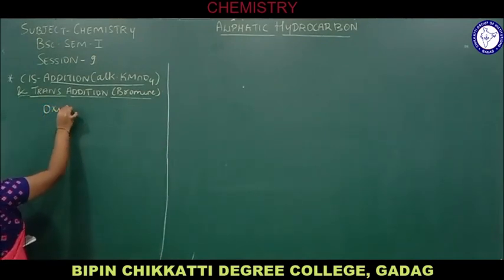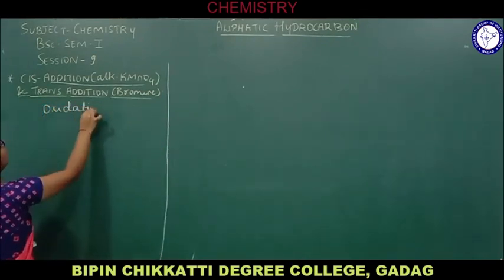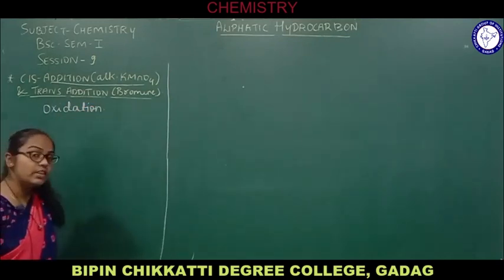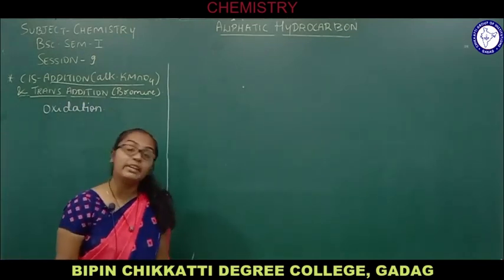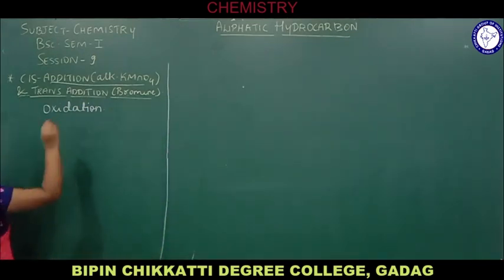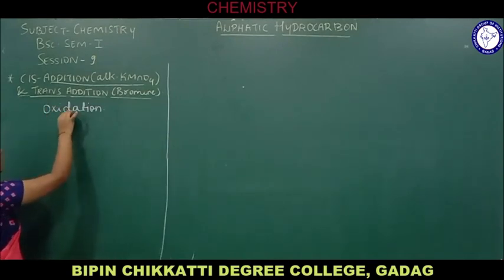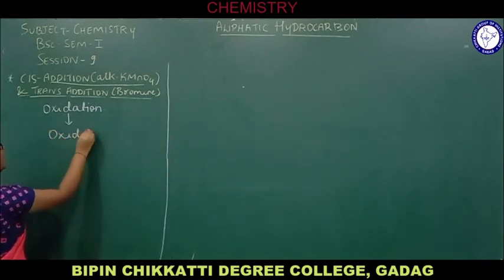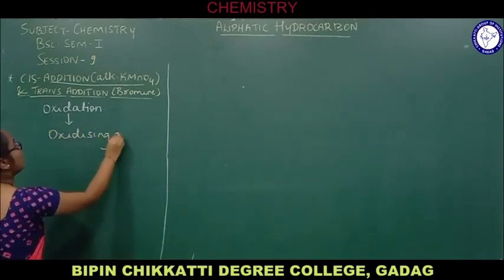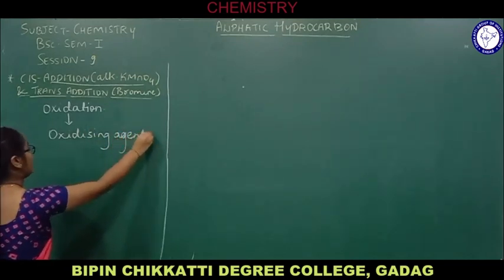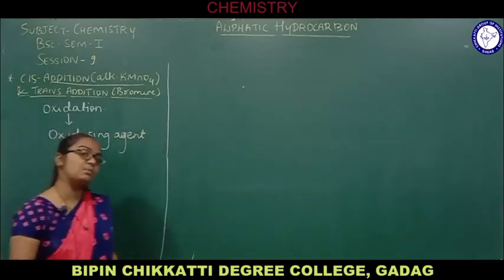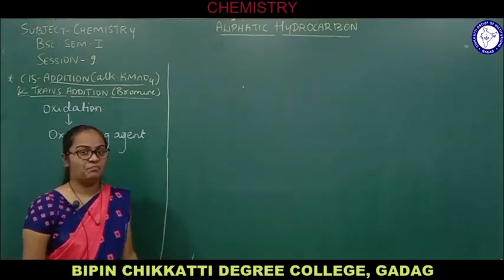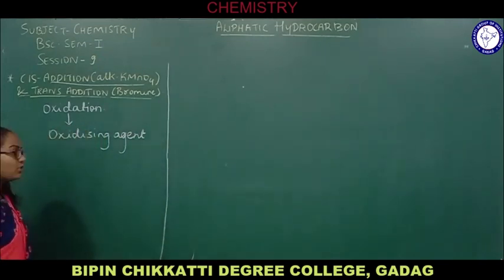Now what do you understand by the word oxidation? Oxidation is a process in which oxygen is added to the reactant. So in order to bring about the oxidation process, what do we need? We need an oxidizing agent. Now what is an oxidizing agent? The oxidizing agent is the particular agent which brings about the oxidation of another species and itself undergoes reduction. That is the meaning of the word oxidizing agent.